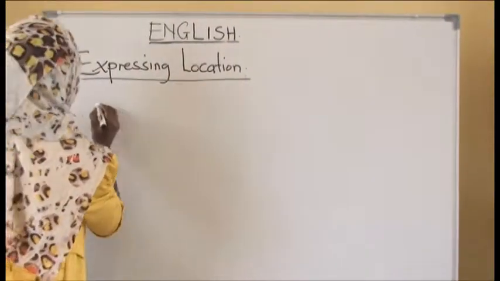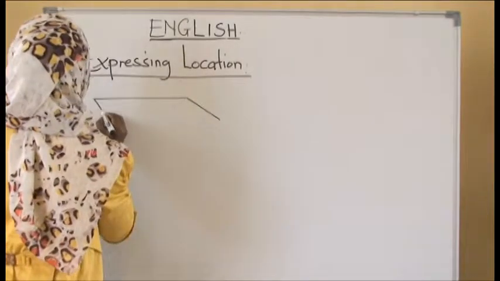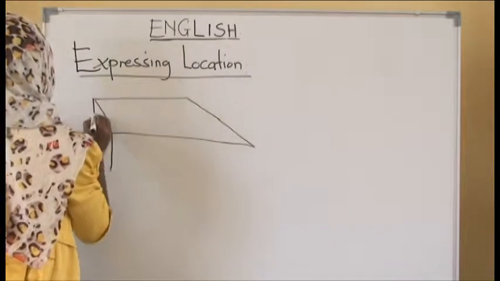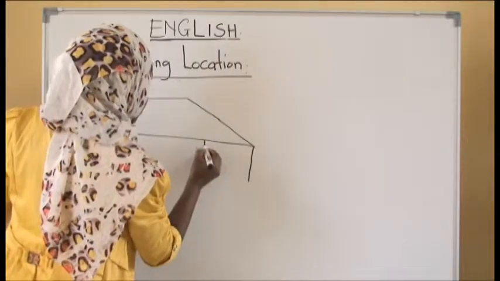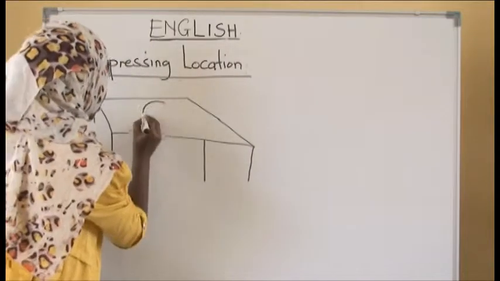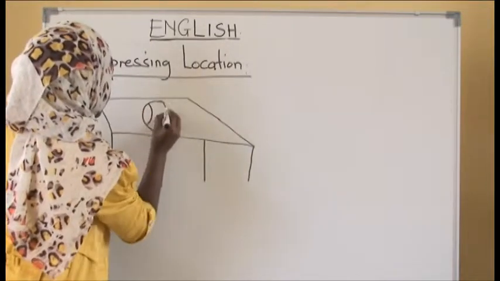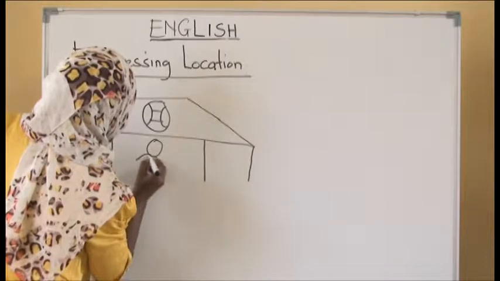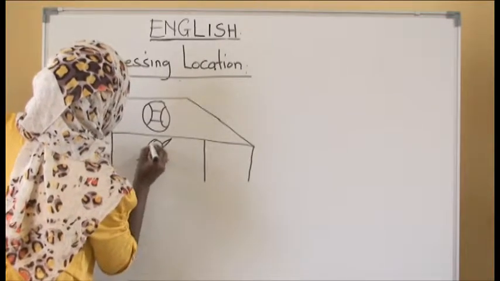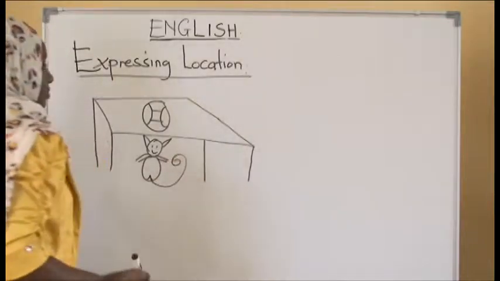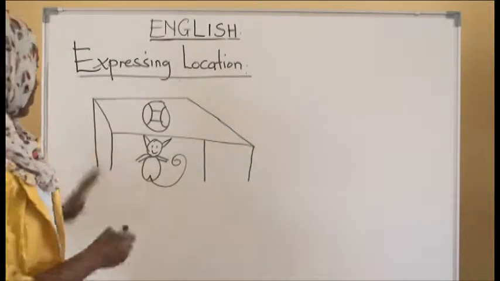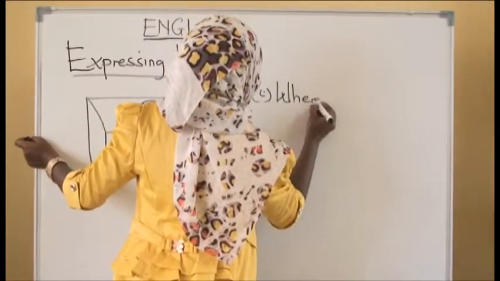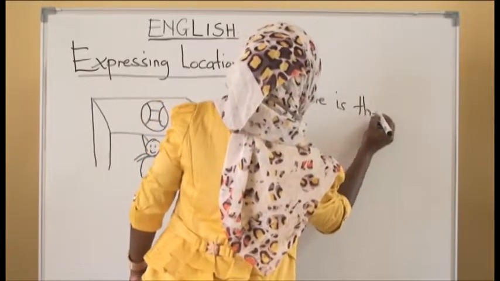Here I have a table. Here I have a ball. Here I have a cat. Now the questions come. Question number 1. Where is the ball?